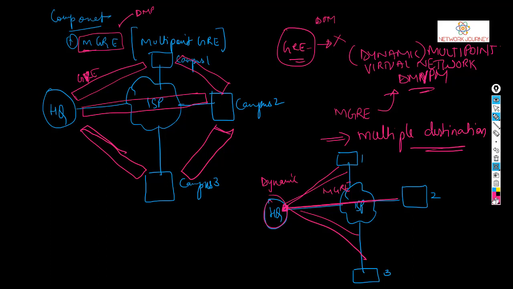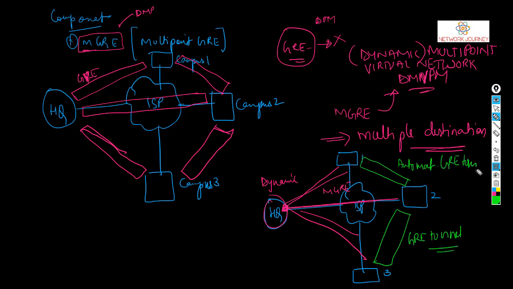Now you might be wondering, how about spoke to spoke, spoke 1 to spoke 2 and spoke 2 to spoke 3? Will the traffic come to the hub every time? So no, we don't. We can configure this tunnel, and this tunnel automatically gets created. So these are the GRE tunnels, and this is the MGRE tunnel. They will automatically come up.